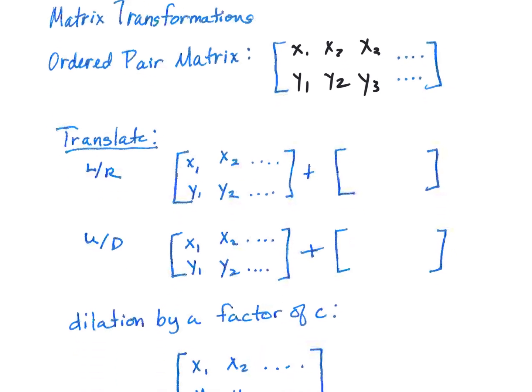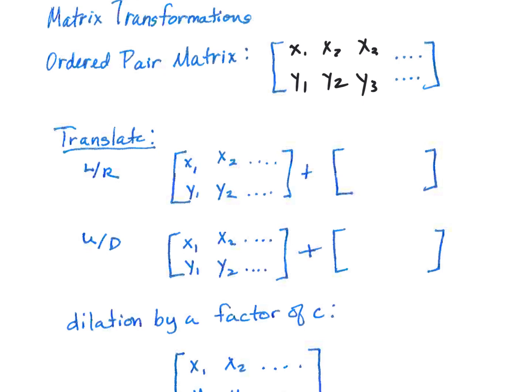Now, to translate left and right, we are only changing the x's, aren't we? Does everybody agree with that? We're only changing the x's, which means we're only changing the top row.